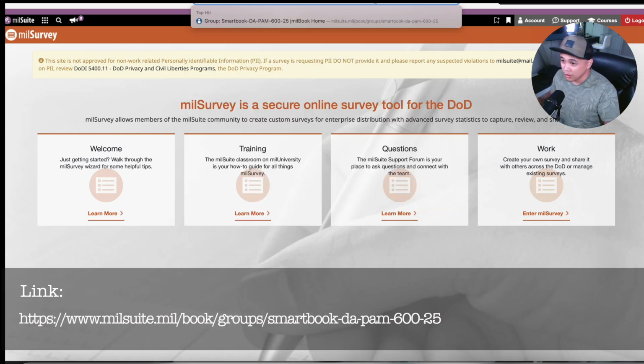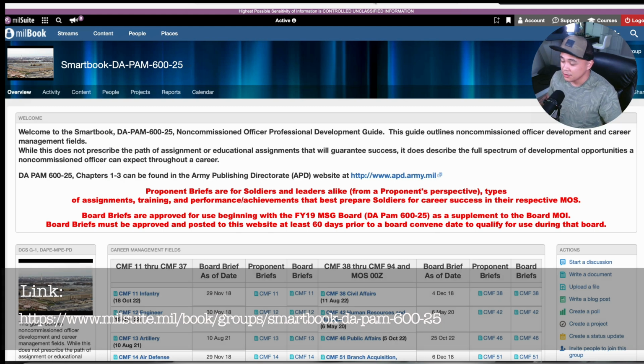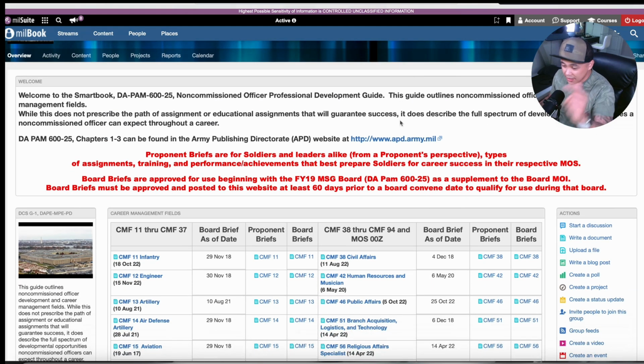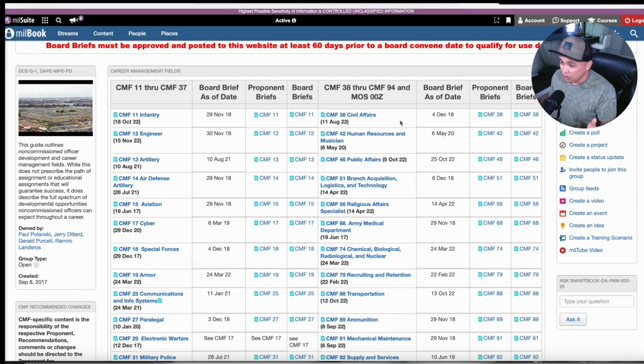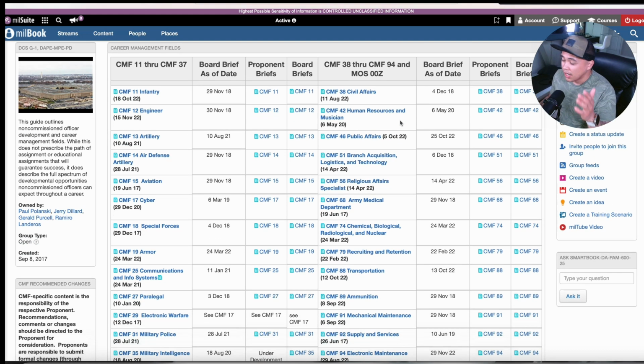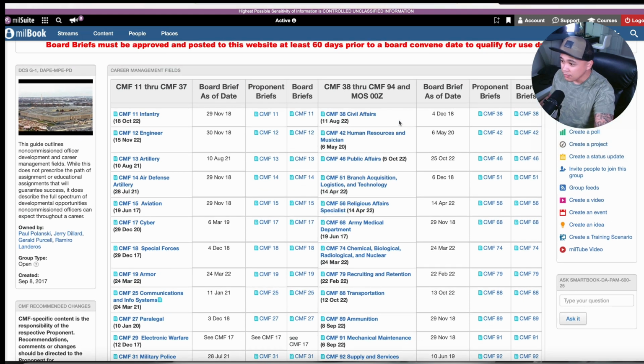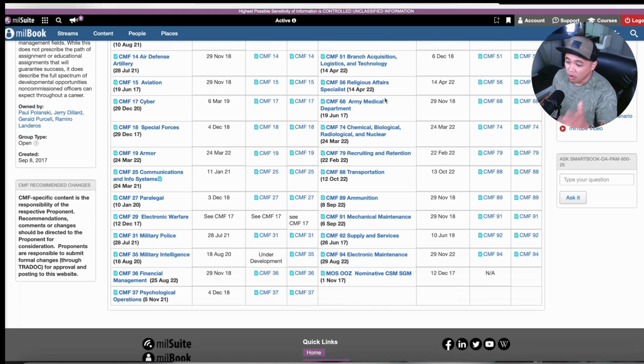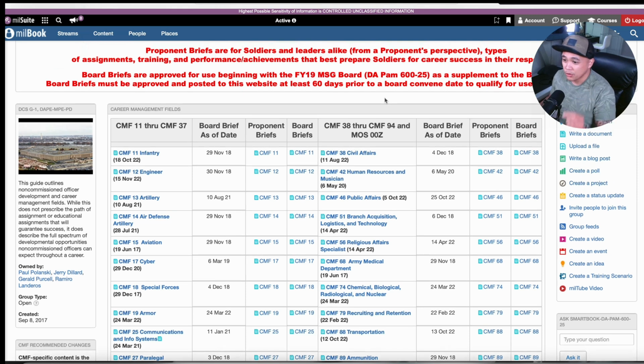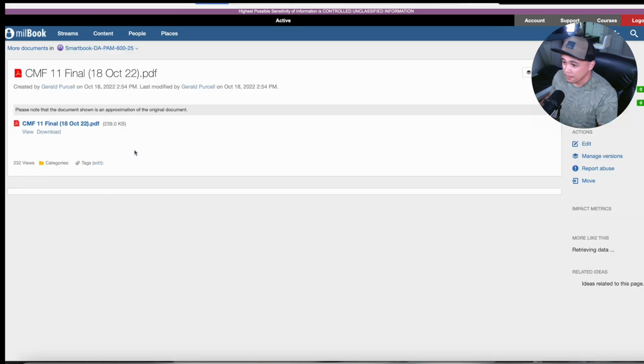For me, I already copy pasted it, and this is what it's gonna send us to. Here we go. So it shows you a lot of information on the screen. CMF 11 to 37, this column right here, CMF 38 to 94. All these are Smartbooks per CMF. It's really cool. So let's look at one of them. Let's look at infantry.